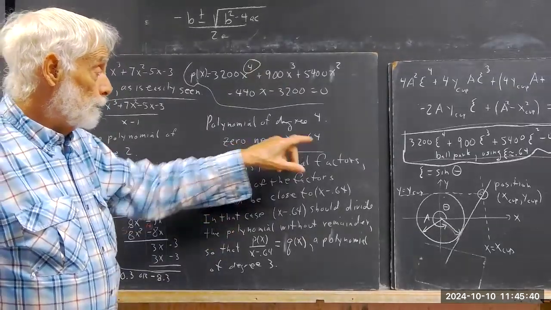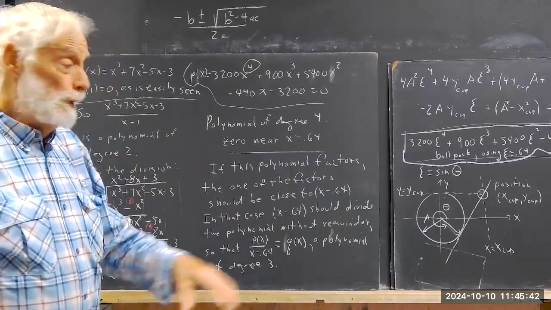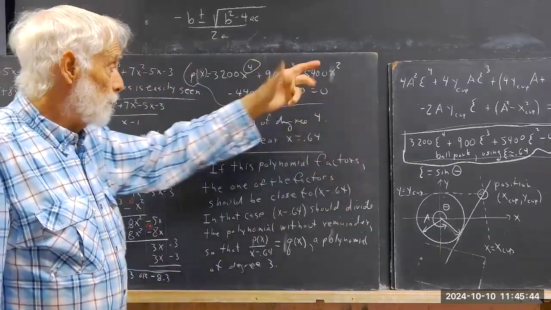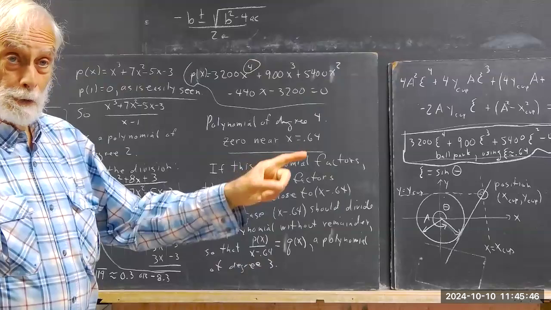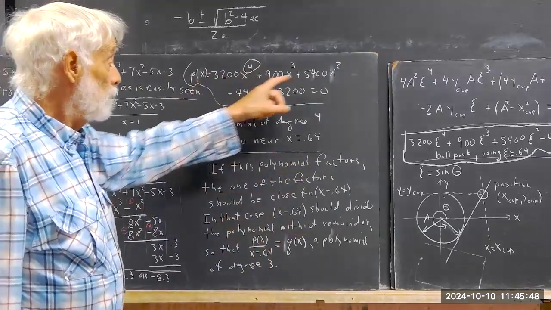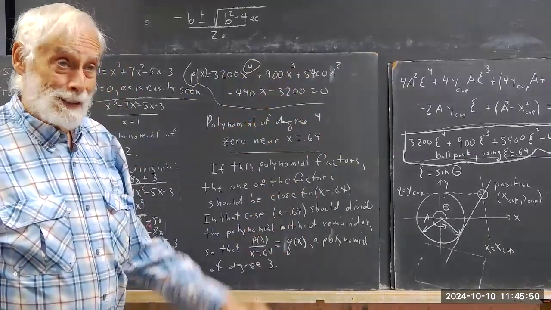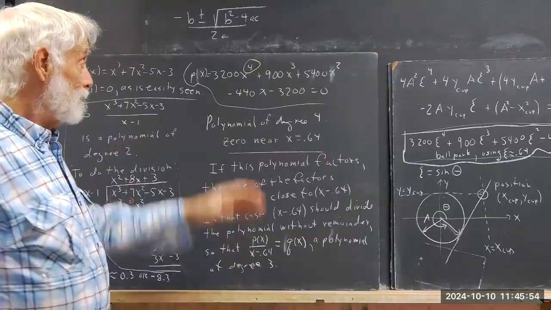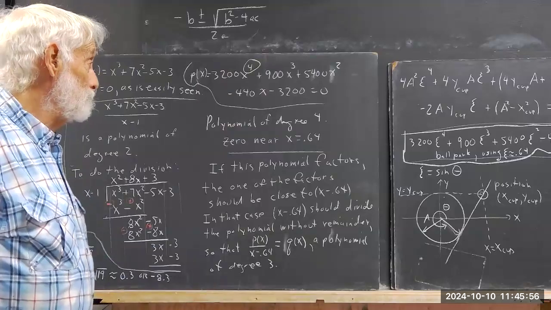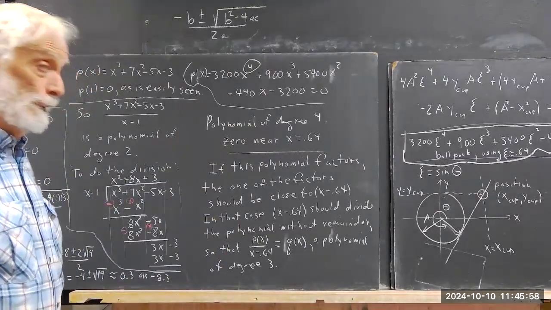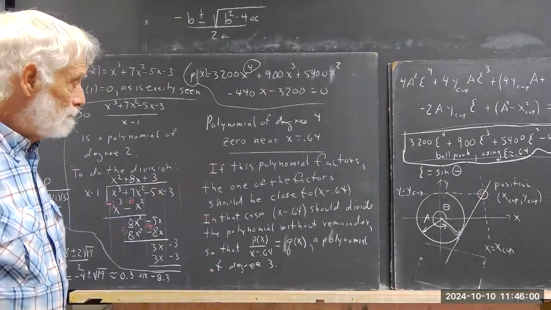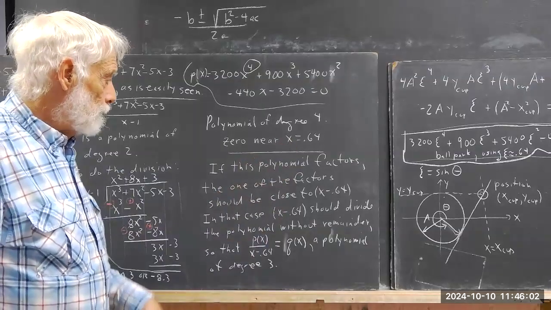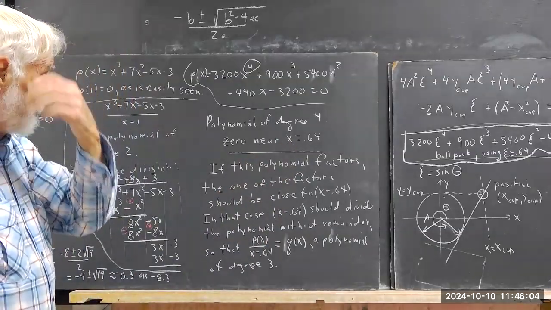If we do plug x equals 0.64 in, we get a total here of maybe something like 100, not 0. But compared to these coefficients, these numbers here, 100 is a pretty small number, isn't it? Compared to things that go up almost into the tens of thousands, it's pretty good. Okay, we're still searching.